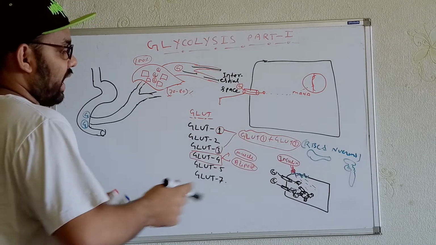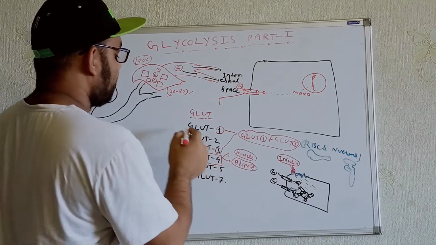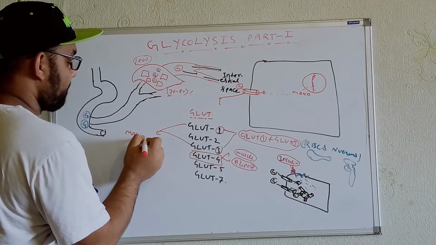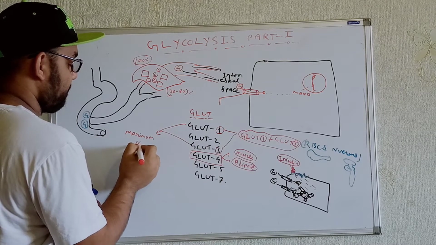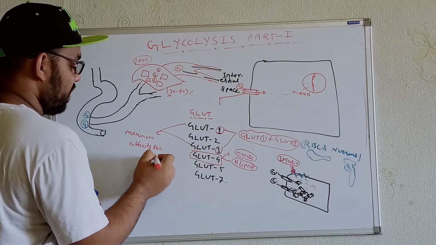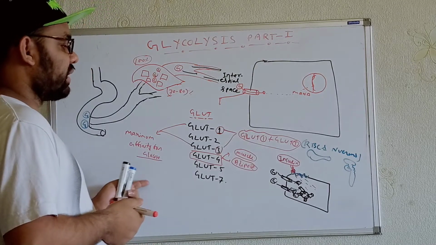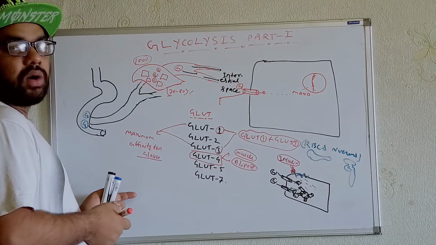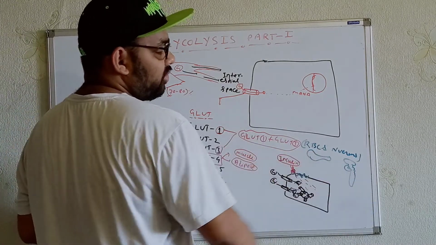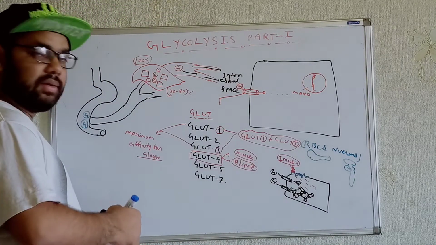Now see one thing about GLUT1 and GLUT3: they have the maximum affinity for glucose. Think about this: we want our nerves, or in terms of the central nervous system, the brain, to work continuously. That's why the concentrations of GLUT1 and GLUT3 will be higher within the central nervous system, within the brain.